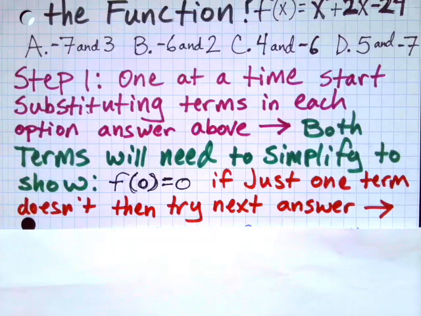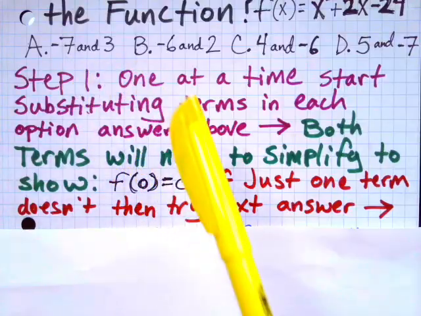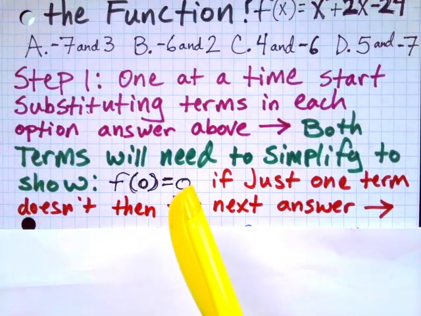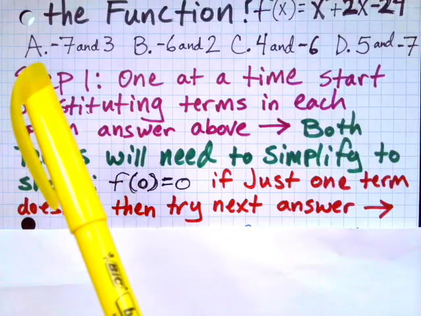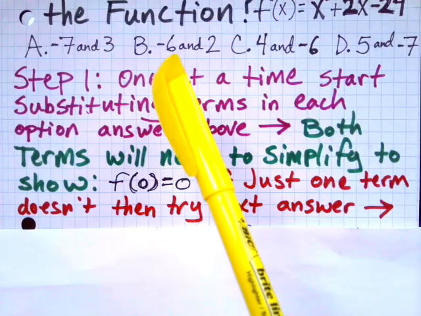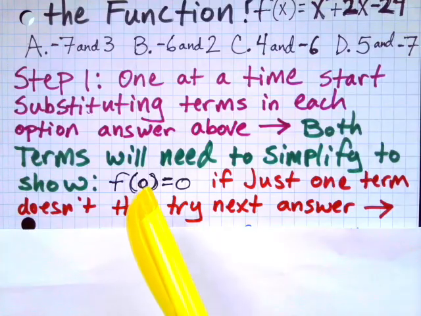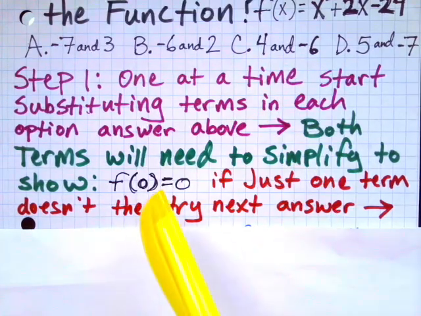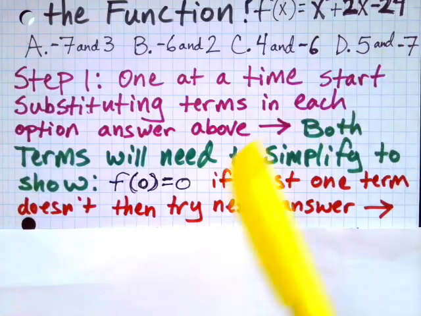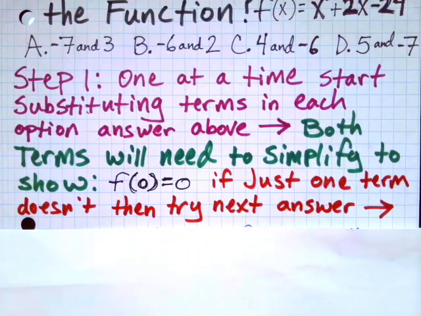For example, if one of the terms in A, -7, doesn't work and it's not going to give me f of x equals 0 when I simplify, then you can stop. A is not a possible option. And then you go to B, and if -6 doesn't work, then you move on to C. If that doesn't work, you go to D. And if 5 works, then -7 has to also work in order for D to be the answer. So hopefully that didn't confuse anybody. Let's go ahead and take a look at what I'm talking about.